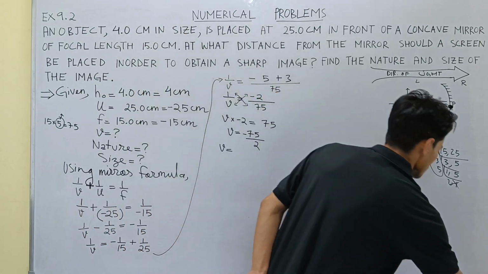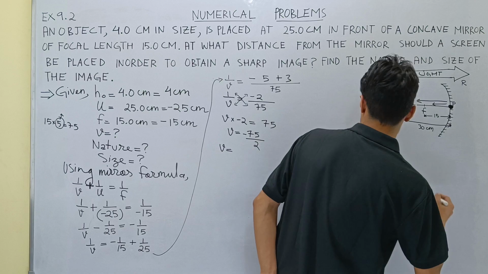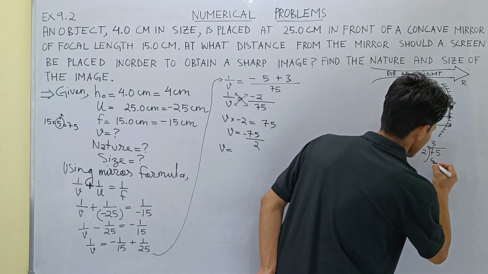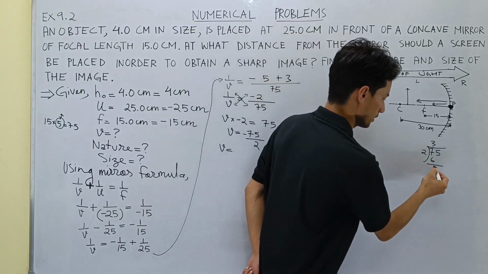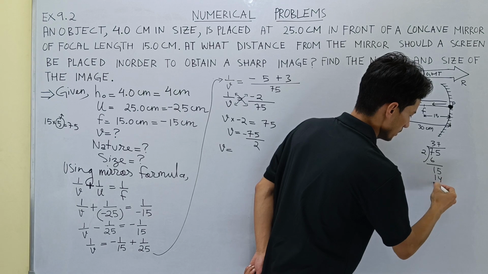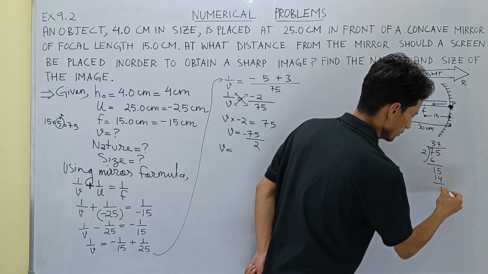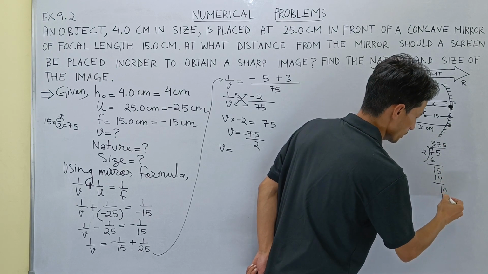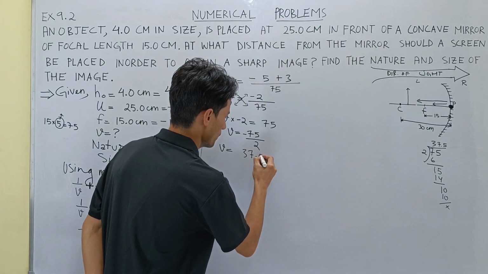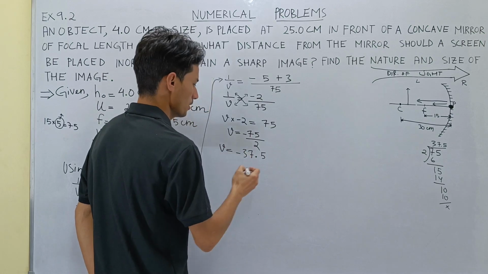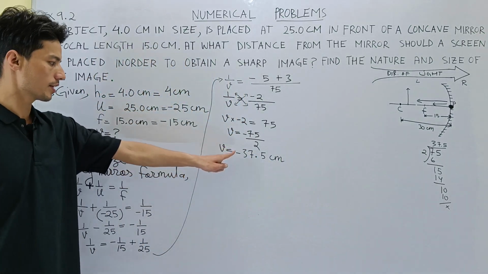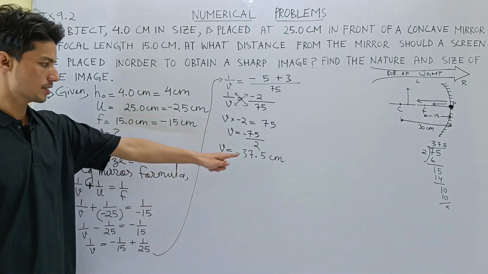So let me erase this one and divide 75 by 2. 2 3s are 6. Now 7 minus 6 is 1. Then 15 here now. 2 7s are 14. 1 in hand, 0. So 2 5s are 10. So we got the answer to be 37.5. Do not forget the minus, centimeter. So we have finally found the value of V: minus 37.5. Now let's check, is this correct?